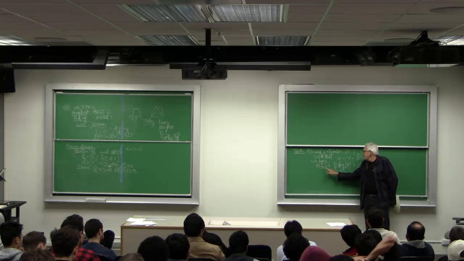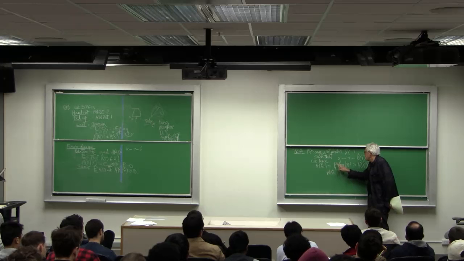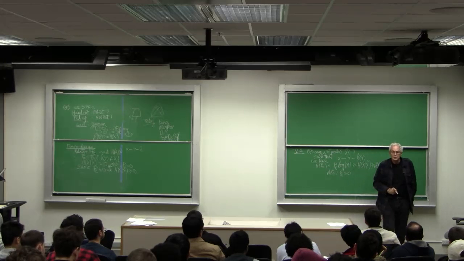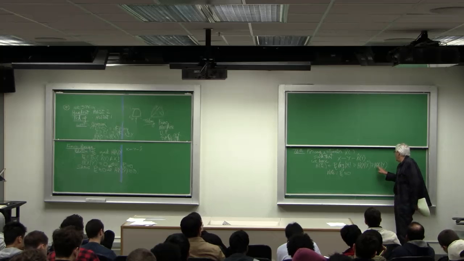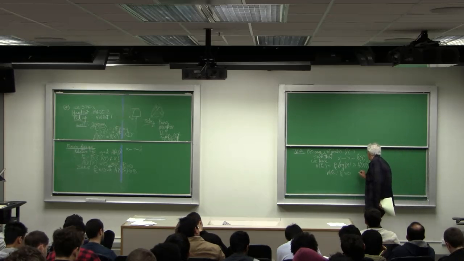Makes the entropy, this is near zero, this is near zero, this is finite, so the left side is near zero. And therefore, the right side is near zero.